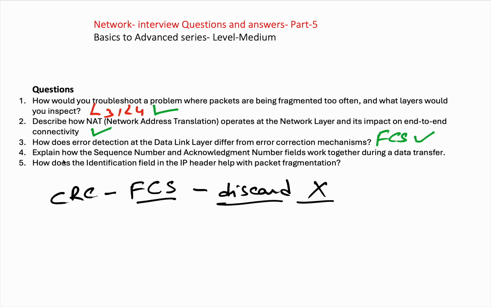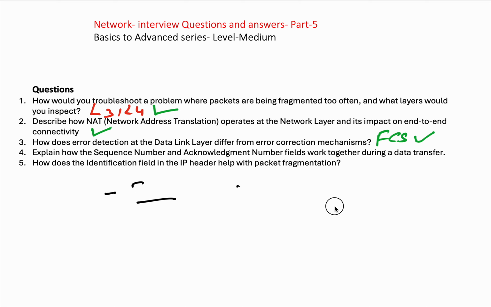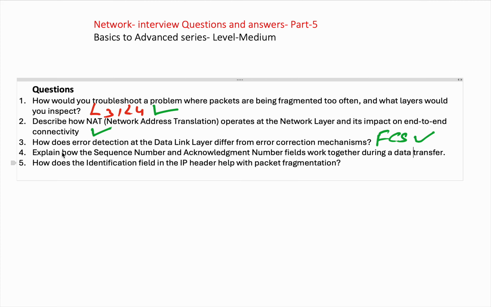Now moving on to the fourth question. Explain how the sequence number and acknowledgement number fields work together during a data transfer. So this is again pretty simple. If you need to read about this in detail, we already have a video on TCP. So this is core TCP. You will be able to understand a bit better if you click on the I button.